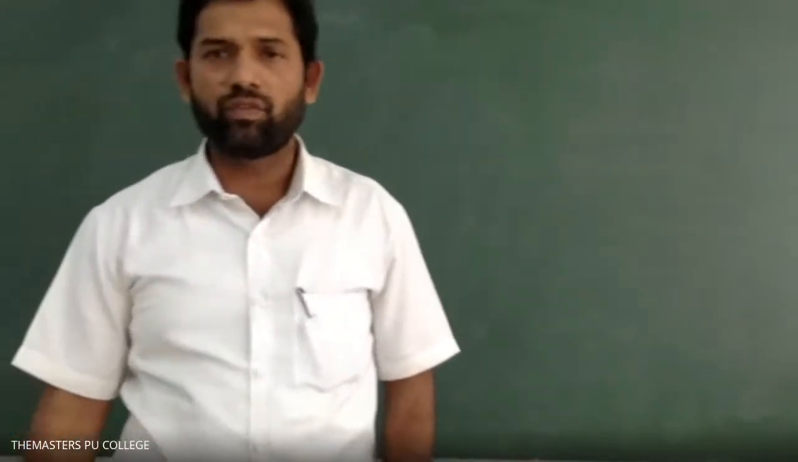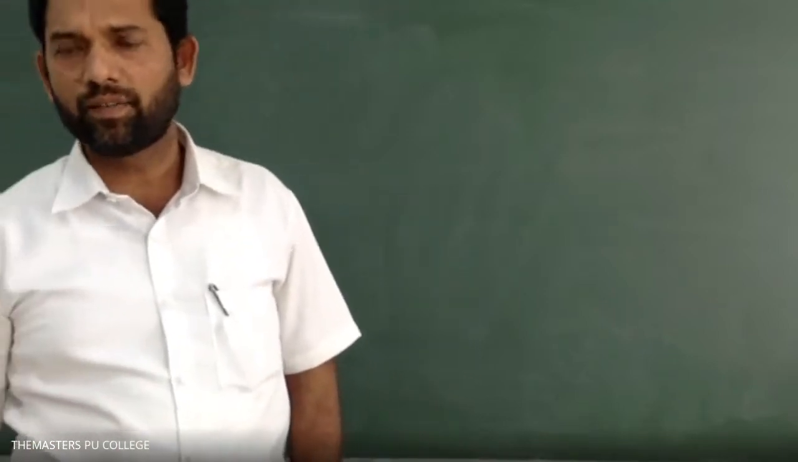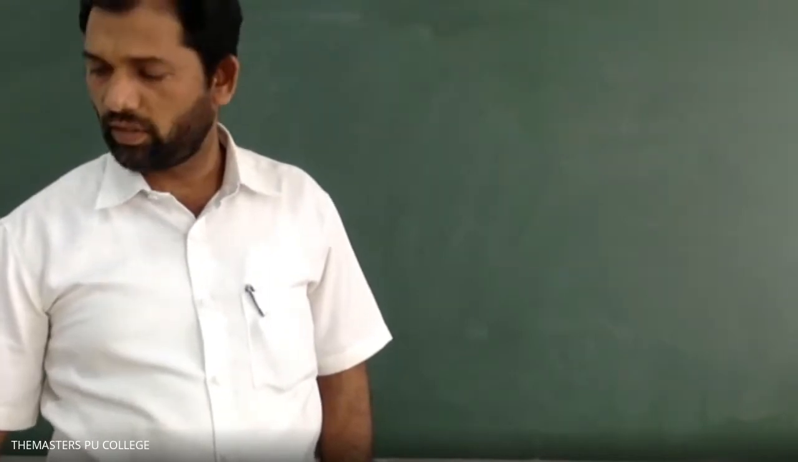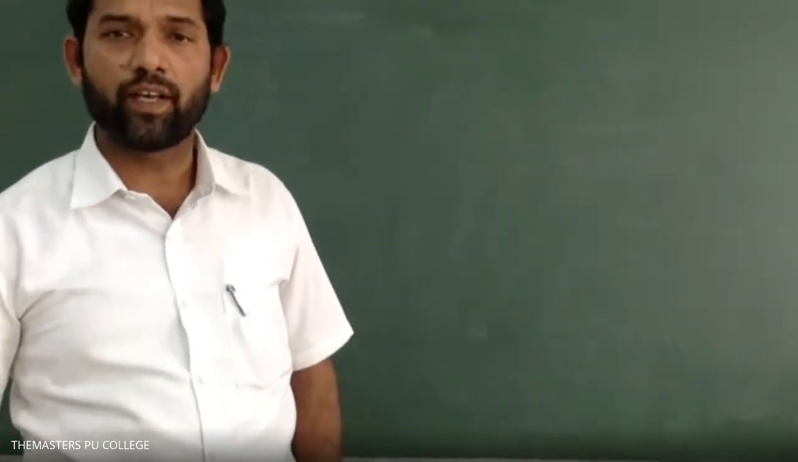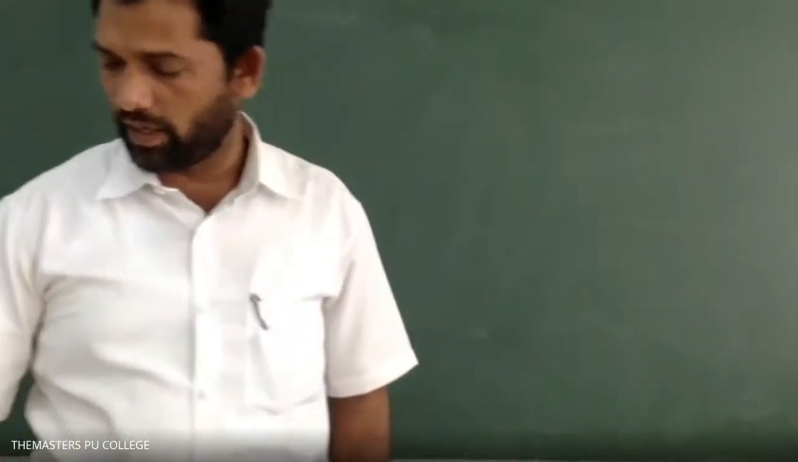So last class we finished slope of the line, where two points are given. Slope of the line is completed. Next, continuation.